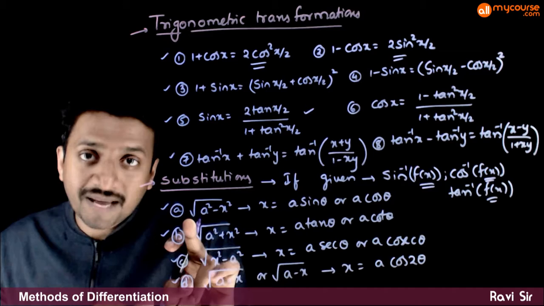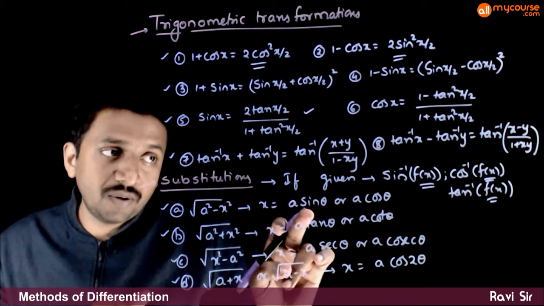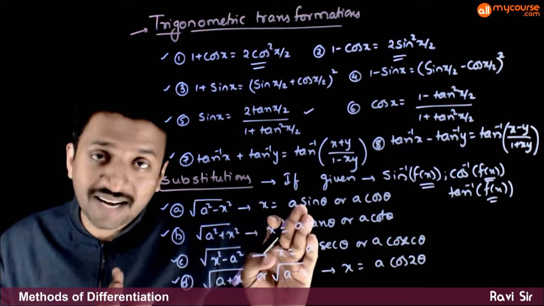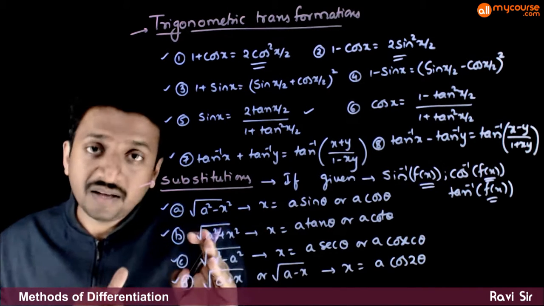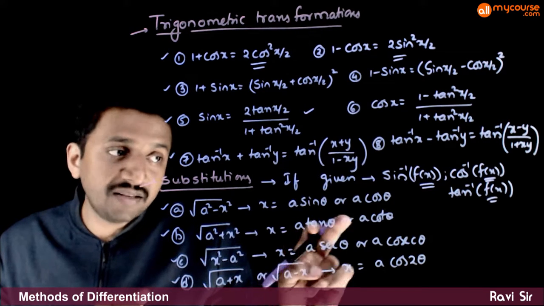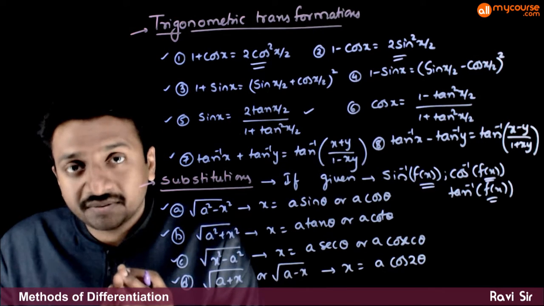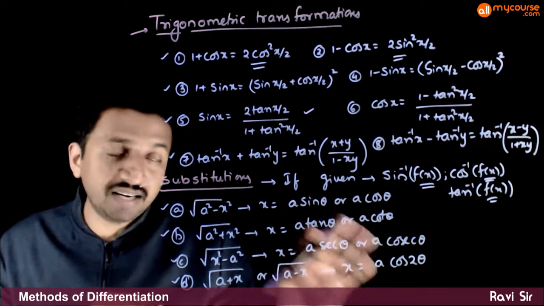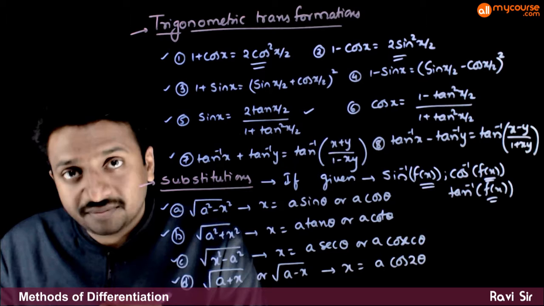So for root of a square minus x square, x is equal to a sin theta or a cos theta. X equal to either a sin theta or a cos theta. If you have root of a square plus x square, then x is equal to a tan theta or a cot theta. Root of x square minus a square, x equal to a secant theta or a cosecant theta.